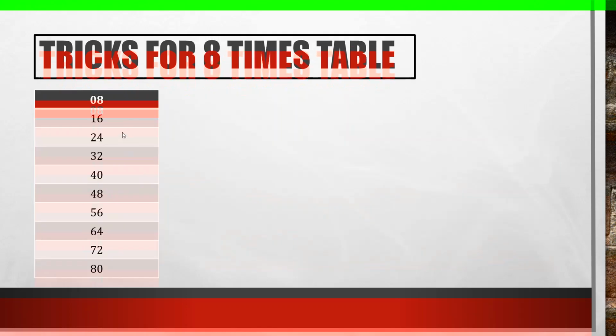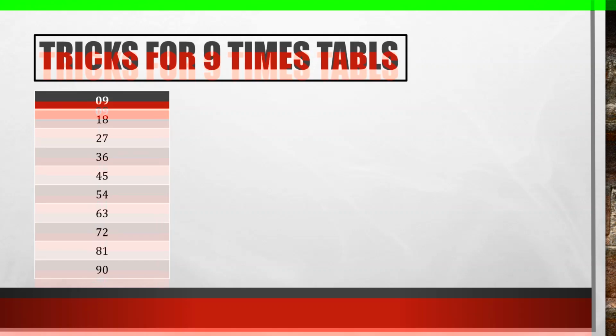Then the 8 table. This is the 8 table. 8 times 1. 8 plus 8, 16. 16 plus 8, 24. 24 plus 8, 32. 32 plus 8, 40. 40 plus 8, 48. 48 plus 8, 56. 56 plus 8, 64. 64 plus 8, 72. And 72 plus 8, 80.